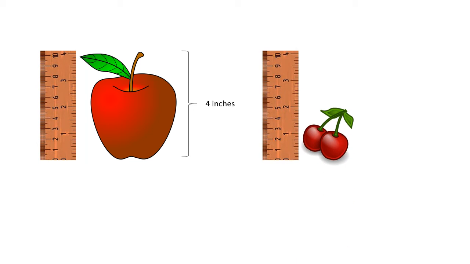Here we have a couple of cherries. Once again, the bottom of the cherries is lined up with the 0 on the ruler. The cherries measure 2 inches.